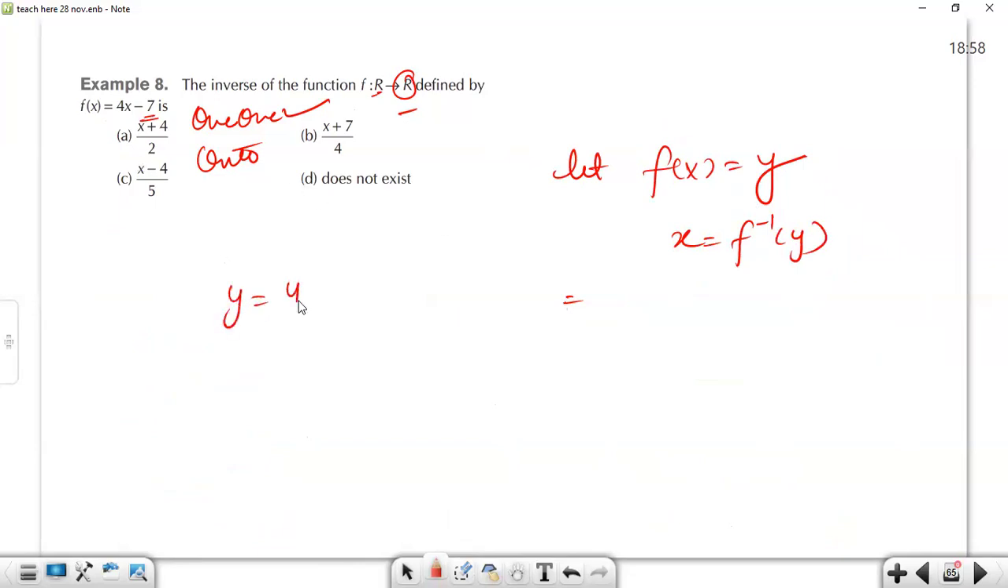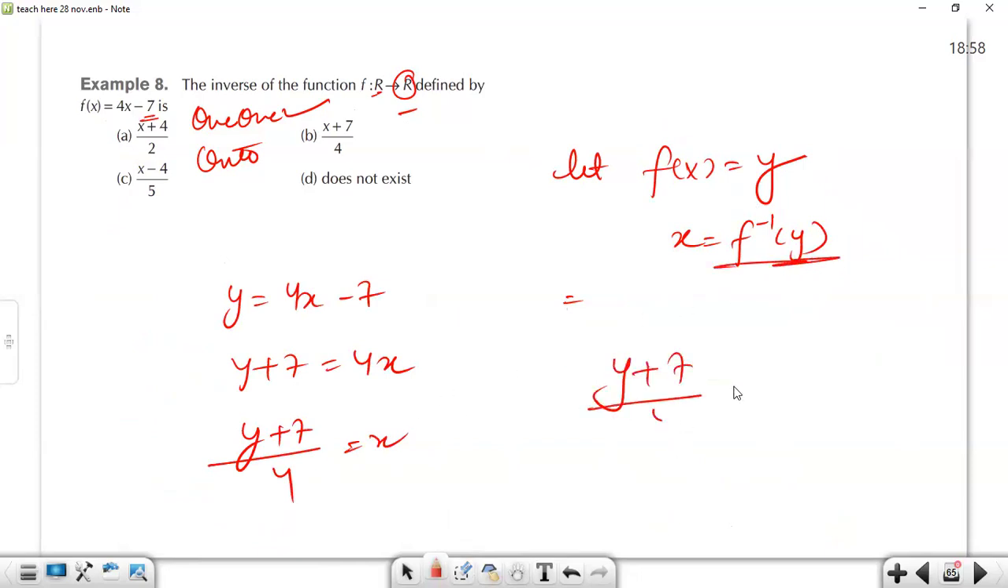So y is equal to 4x minus 7. y plus 7 is equal to 4x. y plus 7 divided by 4 is x. x is equal to f inverse of y. So (y plus 7) by 4 is equal to f inverse of y. This is the inverse function.